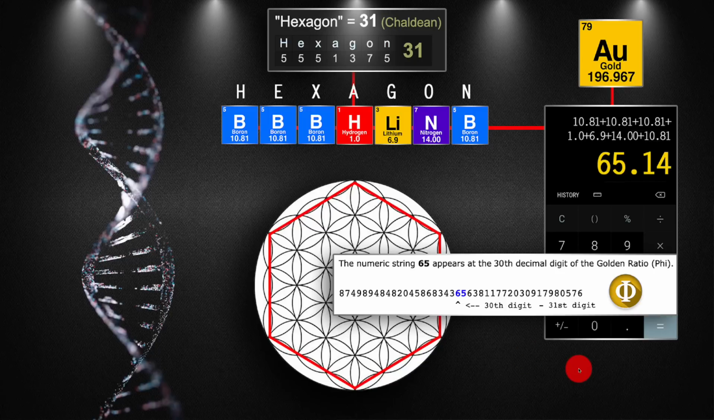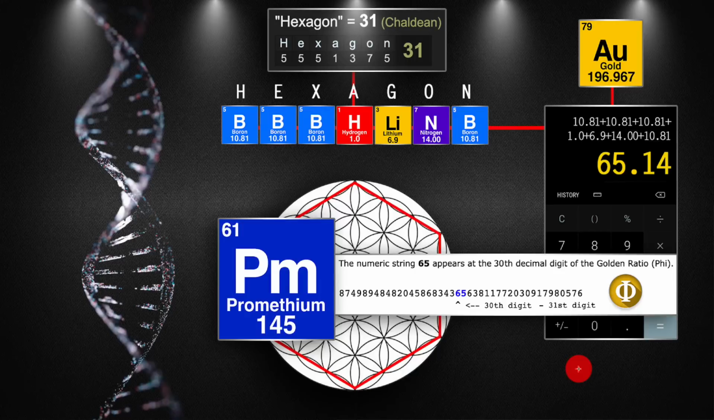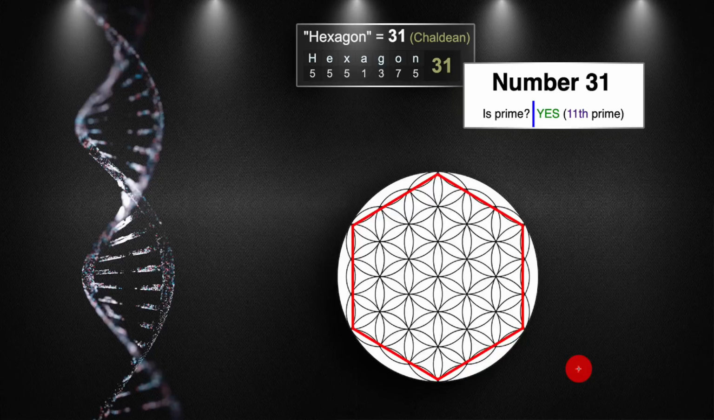And how big is the 30 and 31? What is 30 and 31? Bam! It's tied right to promethium, which I have a topic on. How about that? 65 from the hexagon holding in those 19 flowers of life, tied to promethium and Prometheus. And I got some updated information on that. So let's go back to the hexagon, 31 being tied to the number 11 through mathematics. 31 is the 11th prime number.